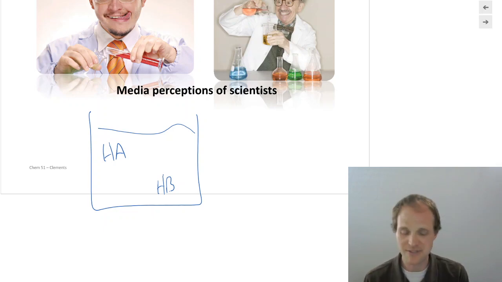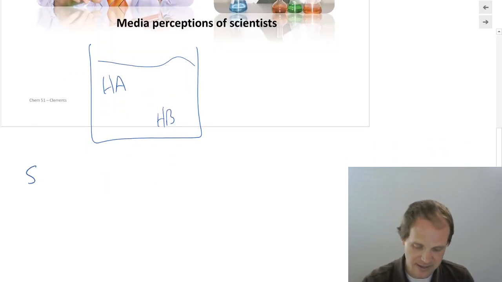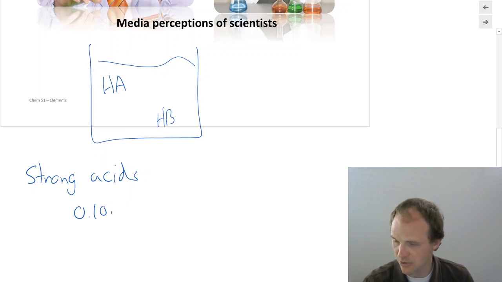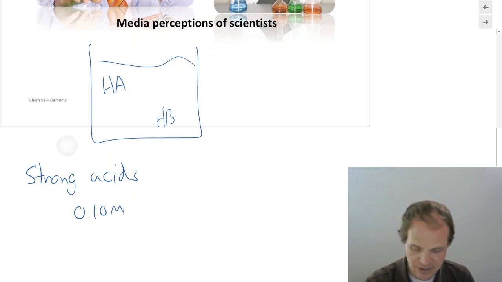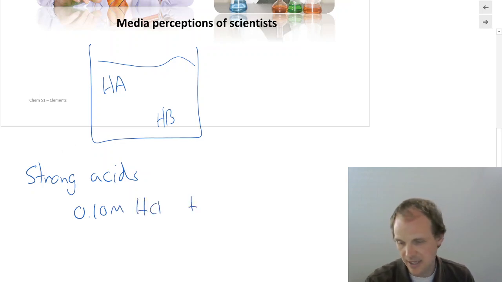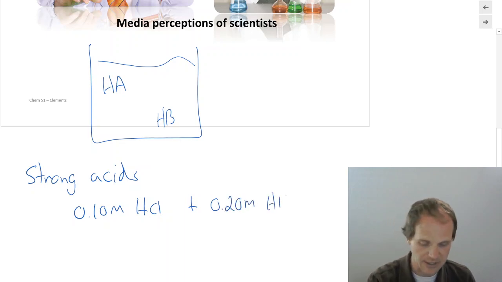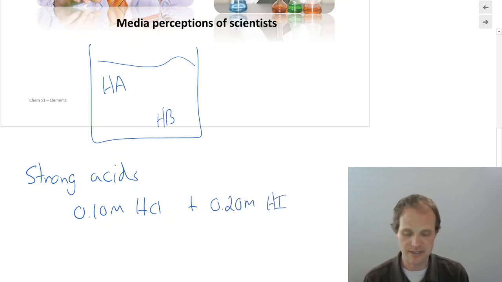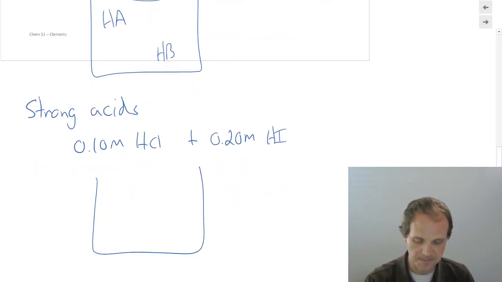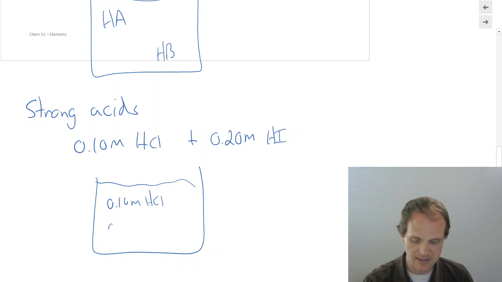So a few different scenarios here. One is, let's say we're mixing two strong acids. Here we've got 0.10 molar HCl, and we're going to mix it, and we now have a solution that's 0.20 molar in HI. So we've got both of those in the same solution. There's no dilution or whatever. The same solution has 0.10 molar HCl, and it has 0.20 molar HI.